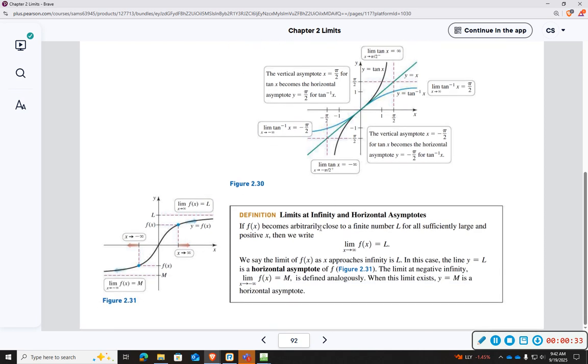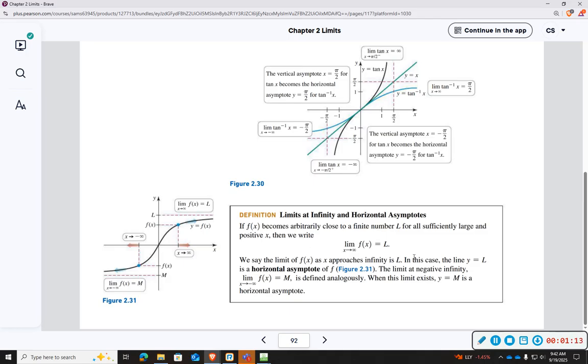And then we get down to the first definition, and you usually get a visual that helps you understand it. So you have limits at infinity and horizontal asymptotes. It says if f of x becomes arbitrarily close to a finite number L, so that's saying your y value is getting close to a point, maybe it's flattening out on the end as we go further and further to the right, for all sufficiently large positive x. So as x is going to infinity, the y is getting close to some L value.